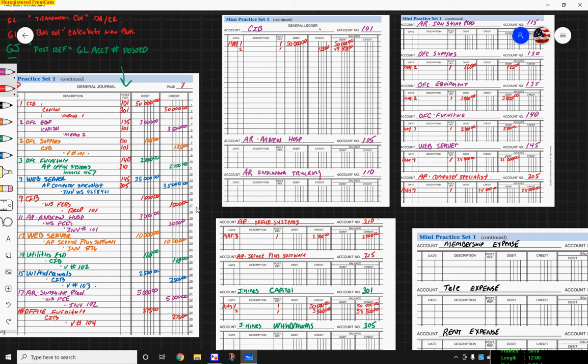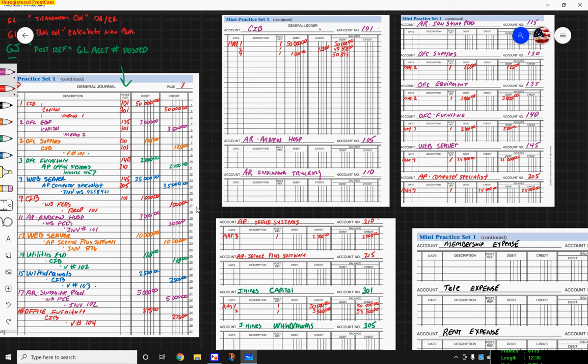One more. Cash and bank on the 9th, $1,000 debit. Well, we must have got paid for something, right? The 9th, journal page 1, $1,000. And the previous balance was $49,875, which is going to give us a $50,875 balance. The account number posted was 101. Go down here in the post reference column and put 101 on the journal.